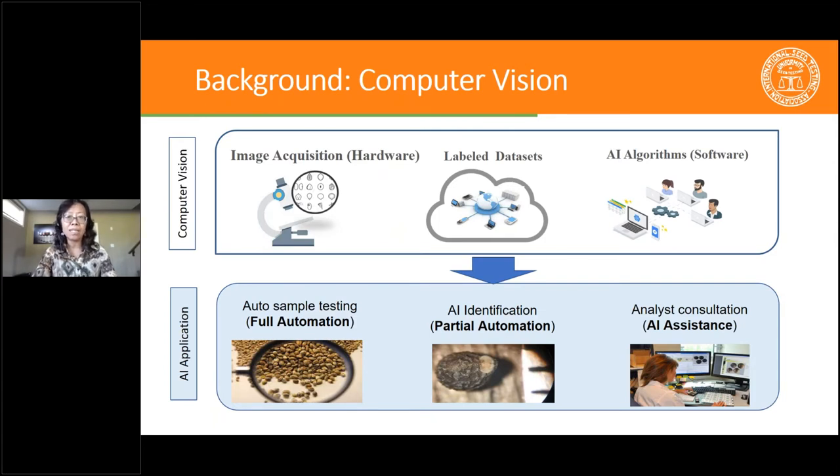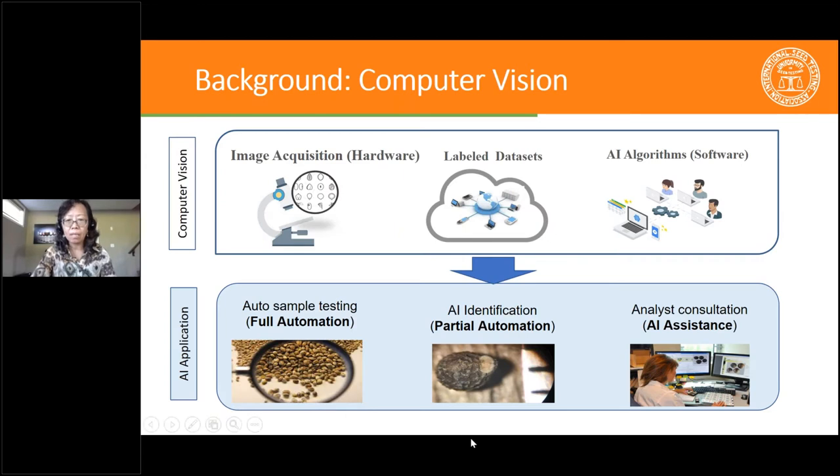Then based on the data sets, the software can be developed. So this is a general component of computer vision, and the potential application is, we think, at the end of the game, computer vision, just like an analyst, a sample comes, and you do a full analysis automatically. So that is full automation.